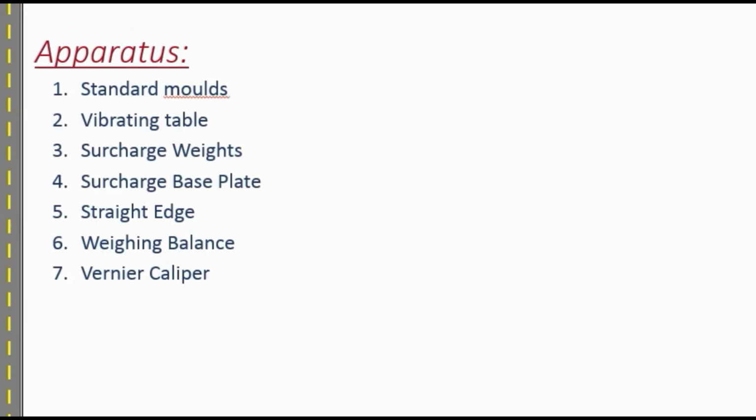Apparatus used in this test will be a standard mold having the diameter and height, on which basis we can find out the area and volume, a vibrating table, a surcharge weight that is 25.4 kg, a surcharge base plate, a straight edge, a weight balance, and a vernier caliper to measure the depth of the sample.